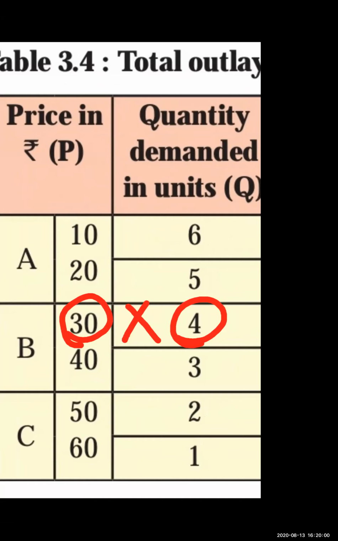Yes, Jigna, correct. Okay. Other students? Yes, Niranjan, Joel, 120. At 40 rupees, the price increased from 30 to 40. At 40 rupees, quantity demanded decreased to 3. So 40 into 3 is what? 120.